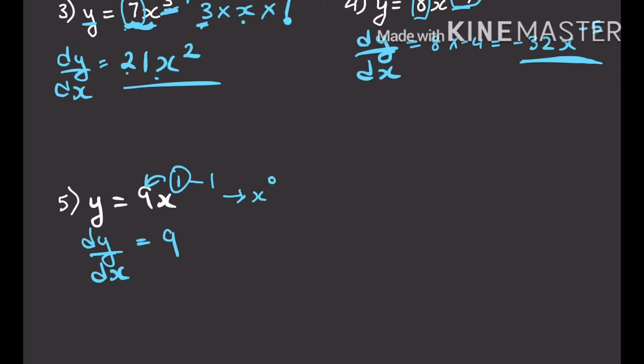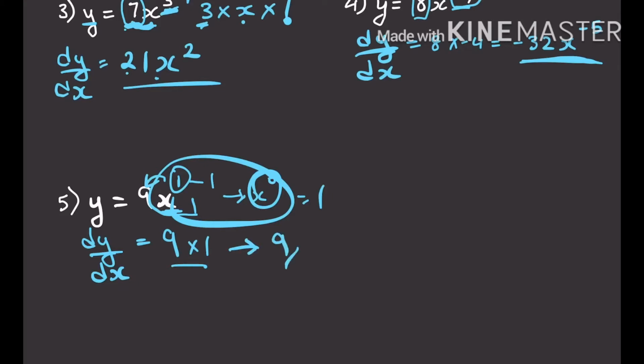And if you know indices, you should know that x to the power 0 or anything to the power 0 is the same as 1. So this x will become 1. So it's the same as 9 times 1. Yeah, the whole x becomes 1 because the x goes to a power of 0. So it's the same as 9 times 1. So differentiating 9x becomes just 9. 9 is the answer.